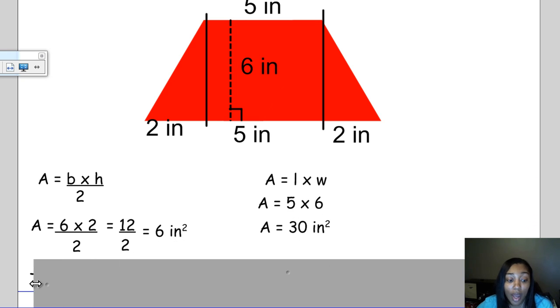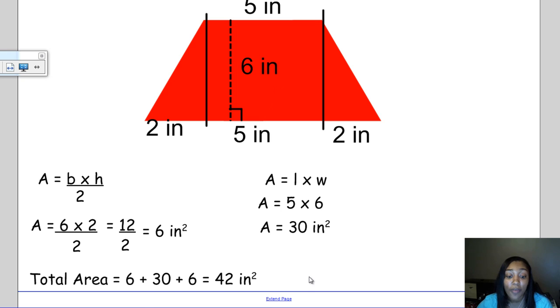And now I want to find the area of the rectangle here in the middle. And the rectangle here in the middle has a length of 5 and a width of 6. So that means the area of the rectangle is going to be 5 times 6, which means that the area of the rectangle is 30 inches squared. So the 2 triangles have areas of 6 inches squared, and then the rectangle in the middle has an area of 30 inches squared. So in order for me to find the total area, I must do 6 plus 30 plus 6, which gives me a total area of 42 inches squared.